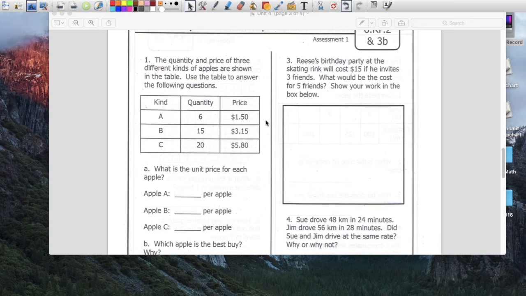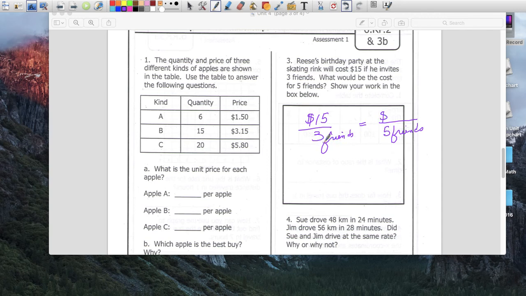Okay, let's see. Reese's birthday party will cost $15 if he invites 3 friends. What should the cost be for 5 friends? Well, let's figure it out. So here, set it up. $15, 3 friends, right? Set it up as a proportion. On the other side, write 5 friends. How much would it cost?